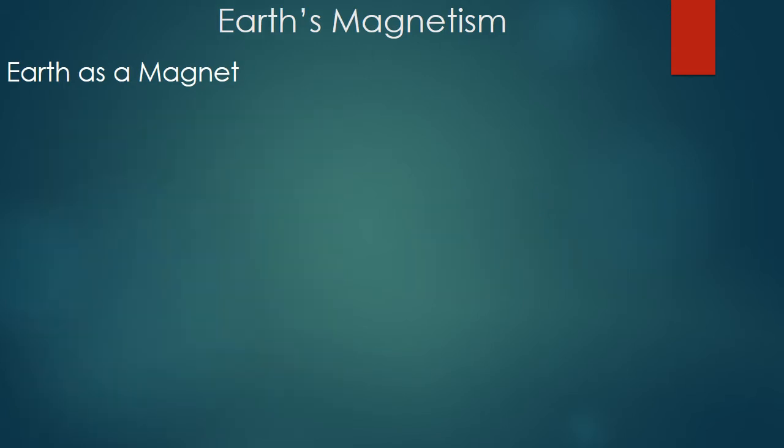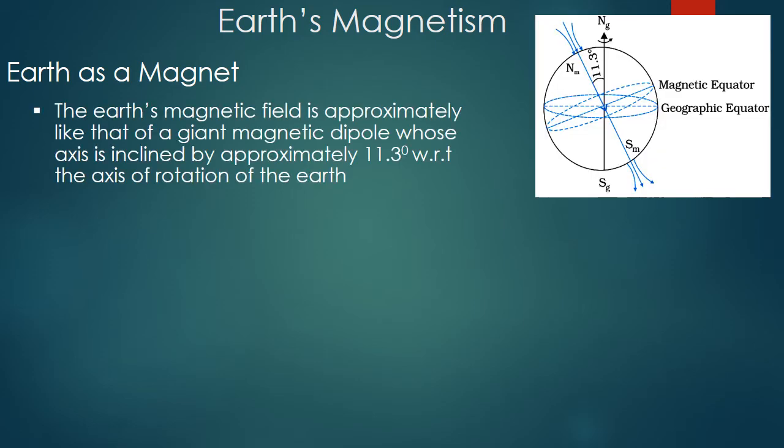In the previous slide, we already checked that the north pole traced by the compass needle and the geographic north are not at the same point. In fact, the Earth's magnetic field is like that of a bar magnet whose axis is inclined by approximately 11.3 degrees with respect to the axis of rotation of the Earth. In the figure, you can see the angle 11.3 degrees.